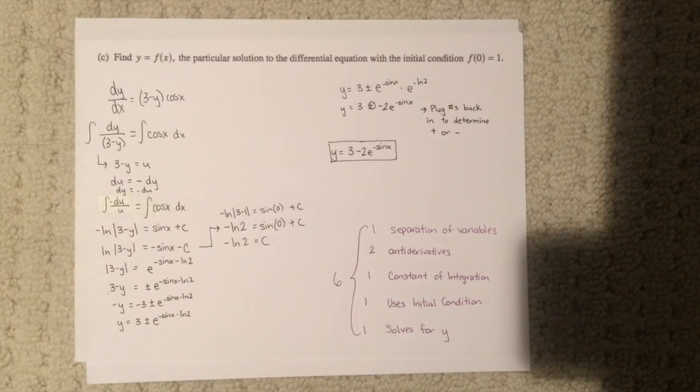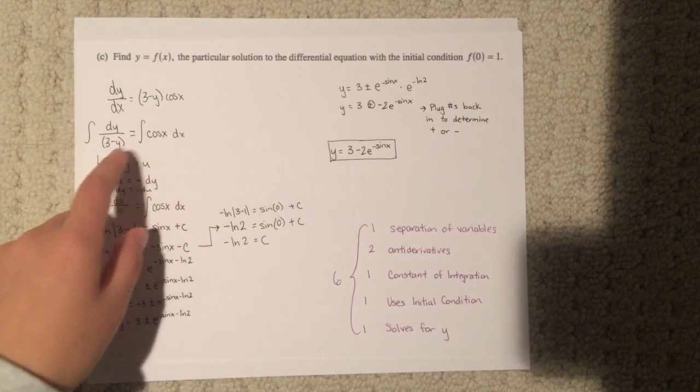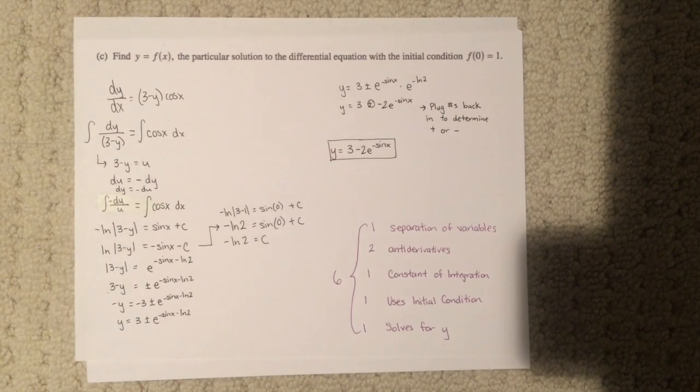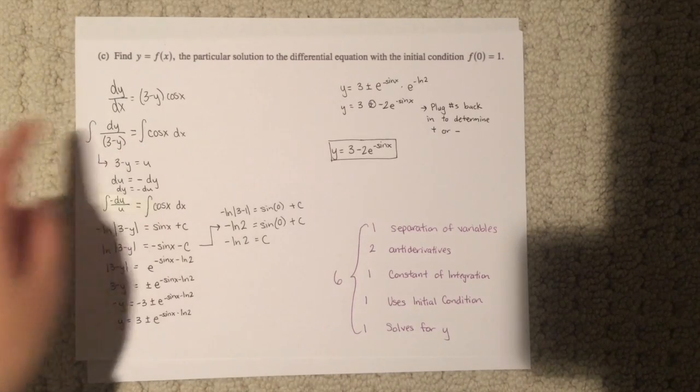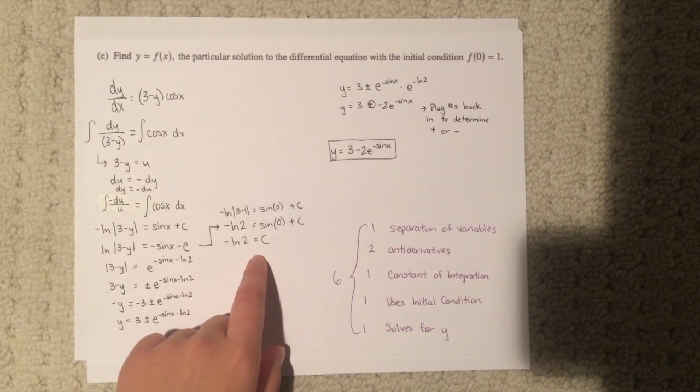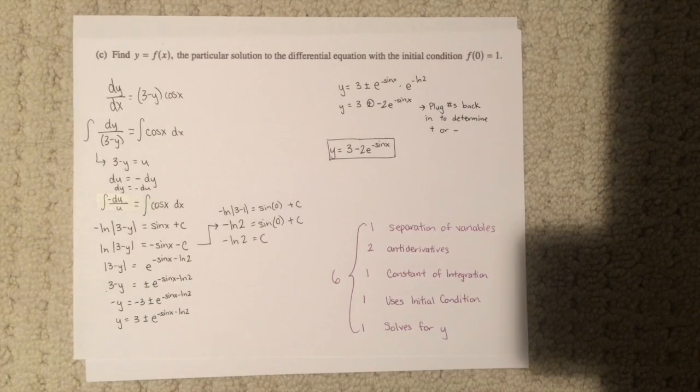And if you do not separate the variables or don't move x and y to different sides of the equation, you will get 0 points out of 6, and that is not good. So make sure you separate x and y before integrating, and make sure you solve for c again, because that will cost you many points.